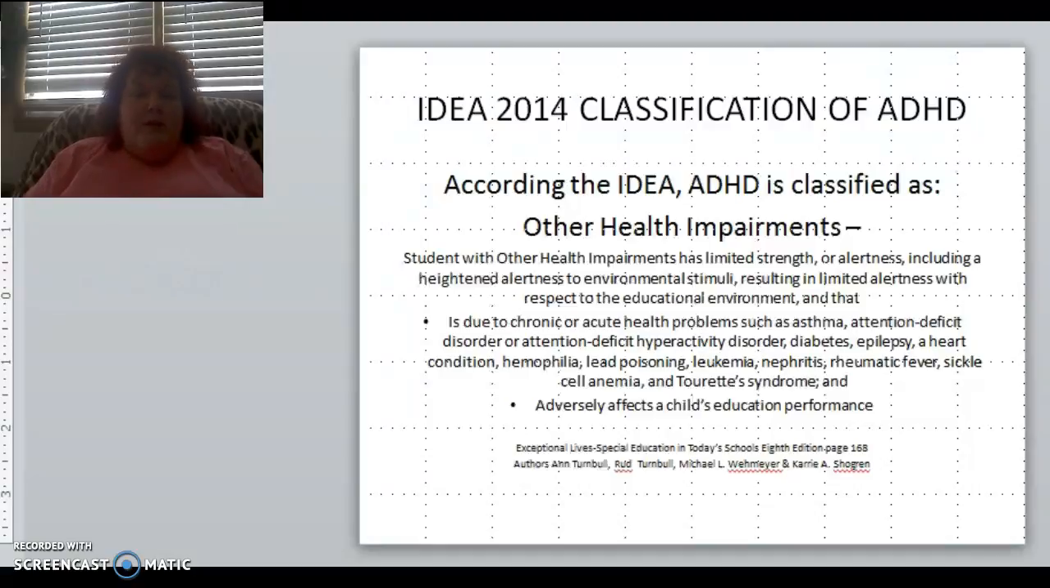In 2014, the IDEA classification of ADHD put it under other health impairments. Students with other health impairments have limited strength and alertness, including heightened alertness to environmental stimuli. Some students have to have it be quiet and no distractions, no windows, no music or other students talking, resulting in limited alertness with respect to the educational environment. That is due to chronic or acute health problems such as asthma, attention deficit disorder, or attention deficit hyperactive disorder. It adversely affects the student's or the child's educational performance.